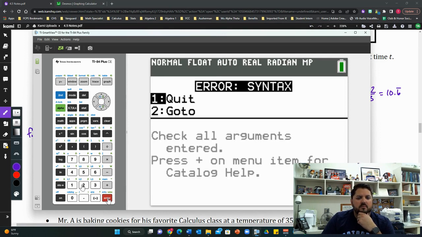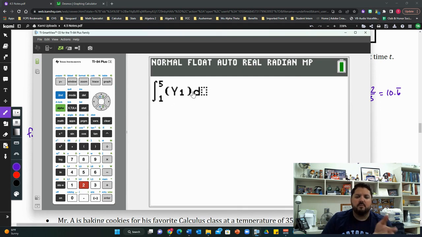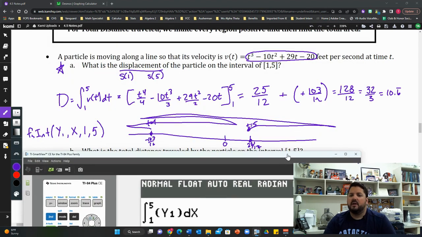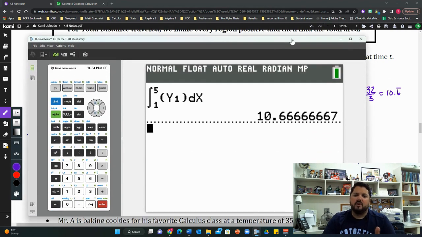And then our last spot, we just fill in dx, so we use the x button. So that's it. That is our expression. When you hit enter, we get the exact same value that we got by hand, okay? Now, I showed you that so that doing it for the next one is a little bit easier, okay? Now, there are 2 ways to do this.